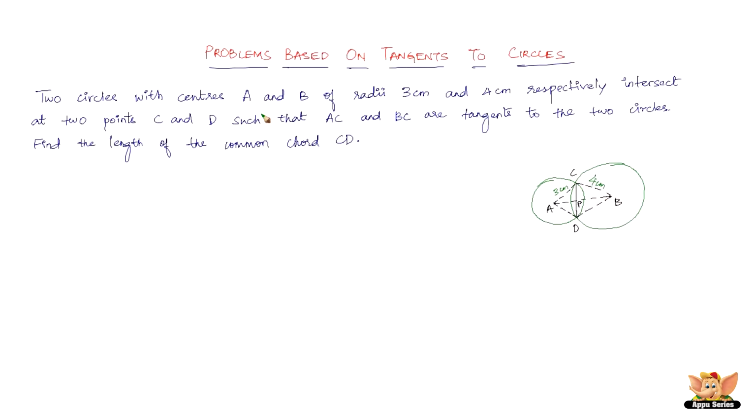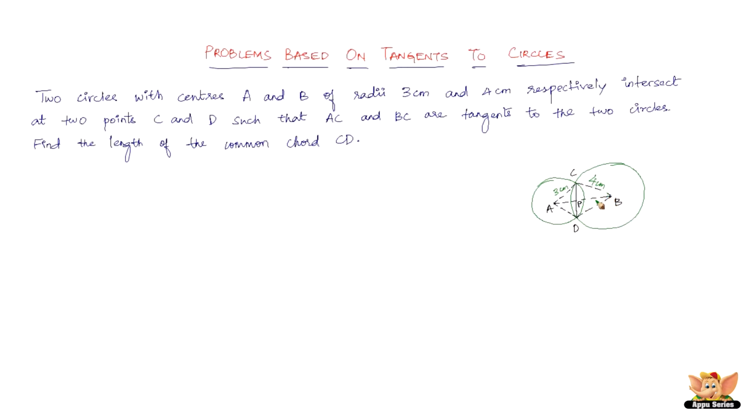Now, what does it mean? It says that the radius of this circle is a tangent to this circle and the radius of this circle is a tangent to this circle. And the most important thing is we've got a common chord which is CD. That means it is a chord for both the circles. That's what it means.